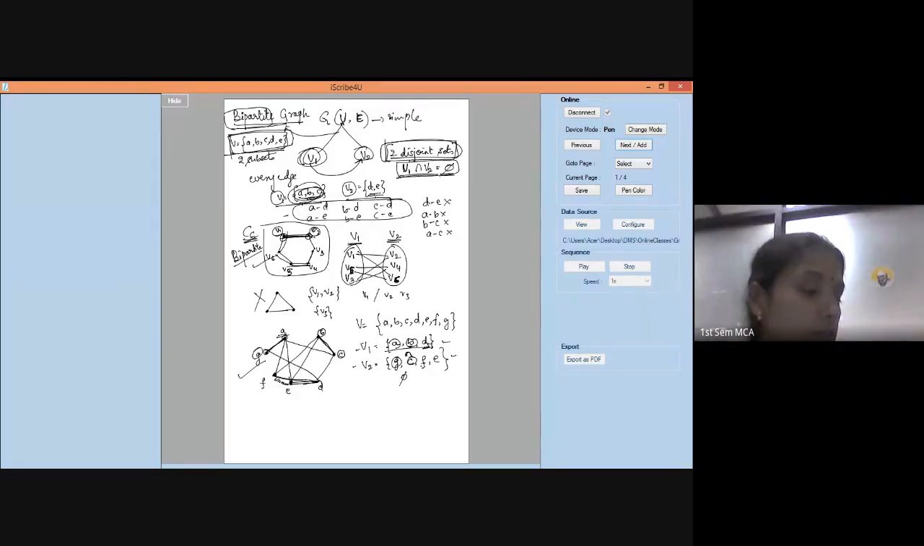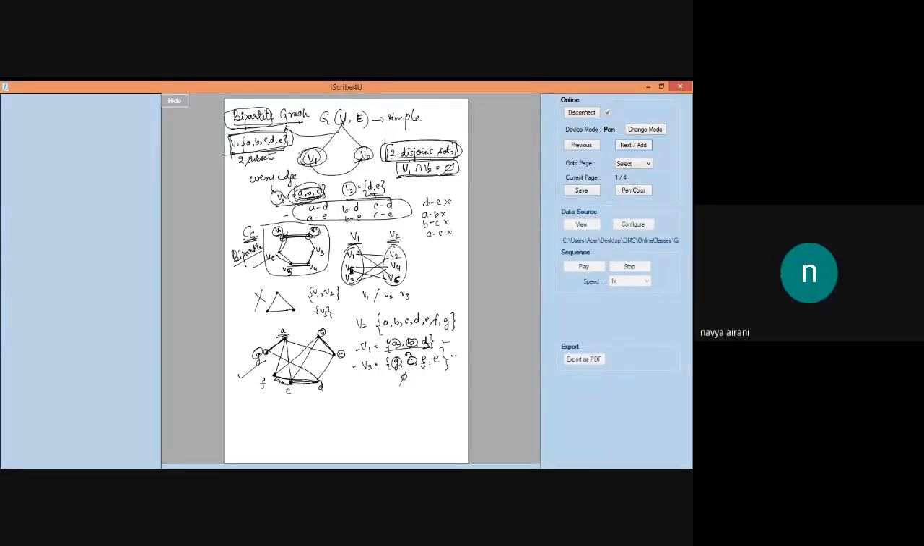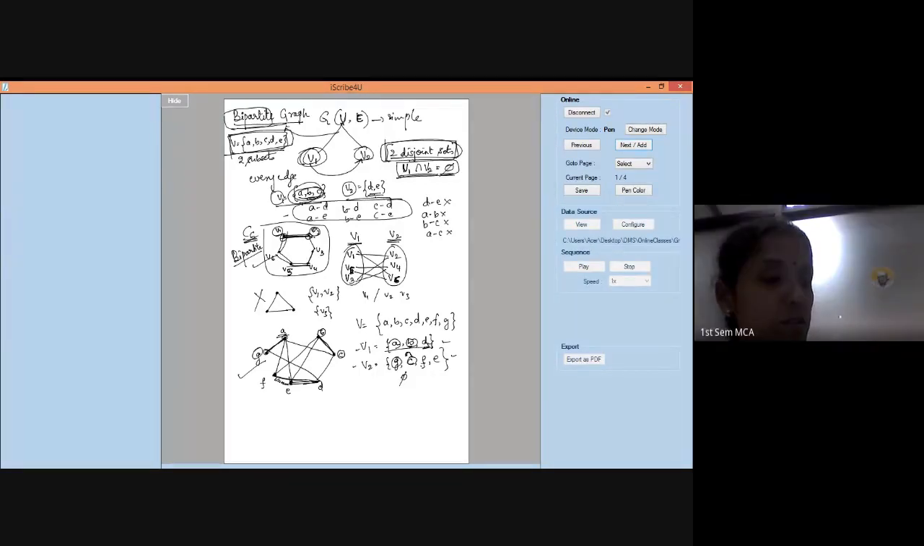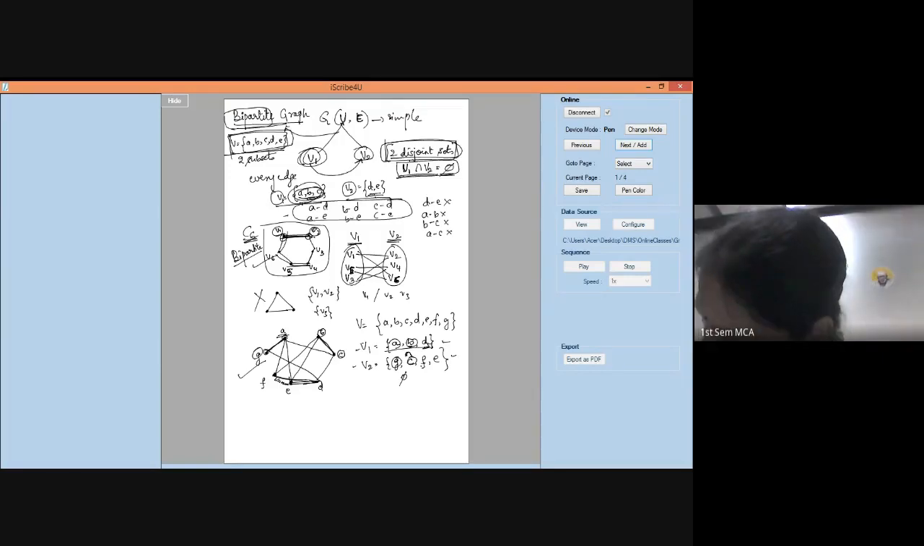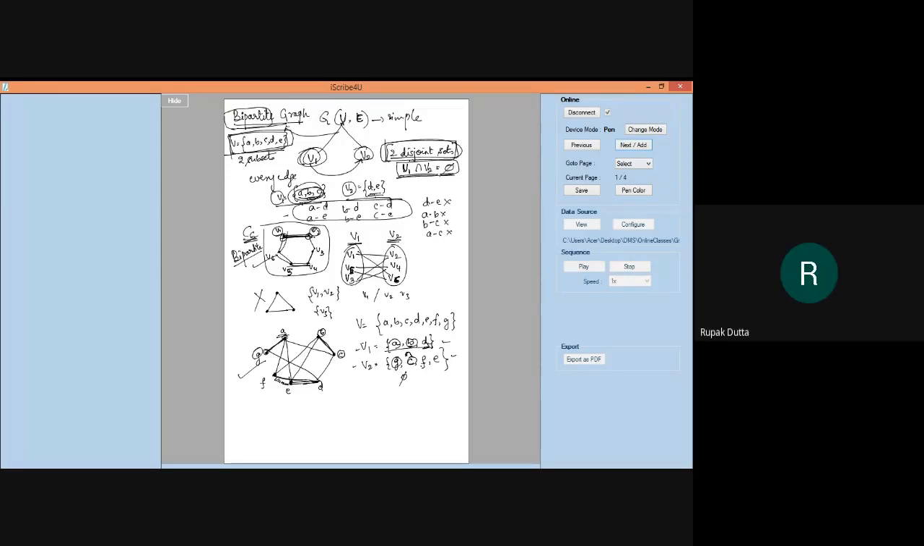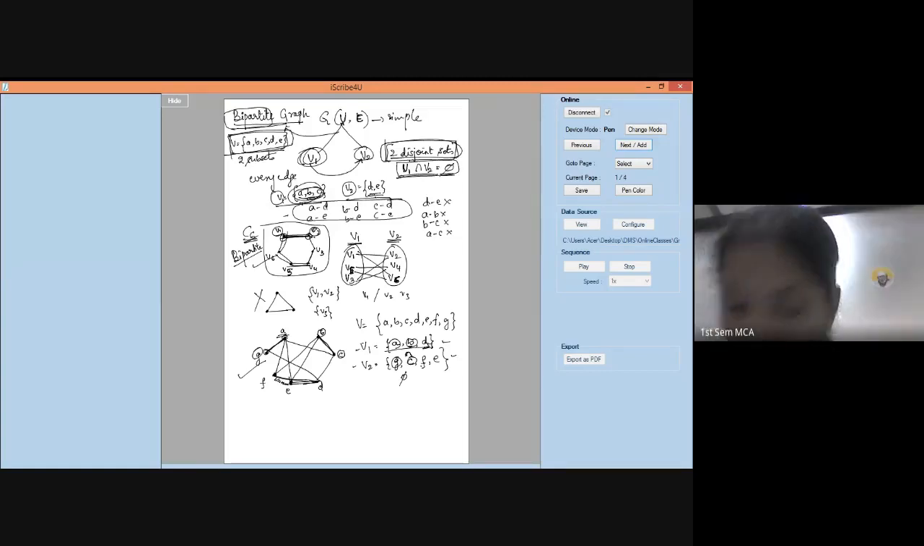Are you clear, all of you? Yes, ma'am. Very good. Is F and D connected? F and D is connected, yes. And F and E is not connected, right? Correct. F and E is not connected. Okay. All right.